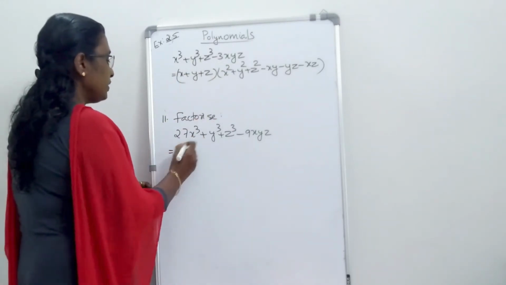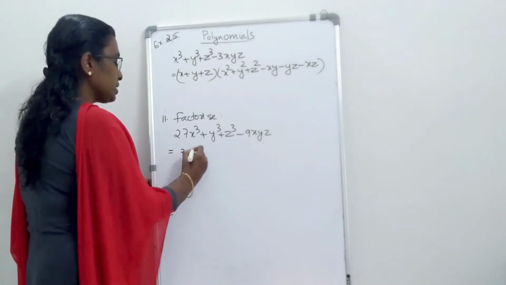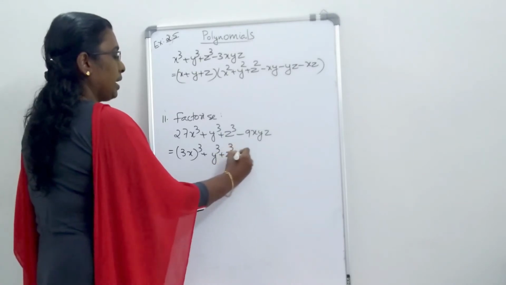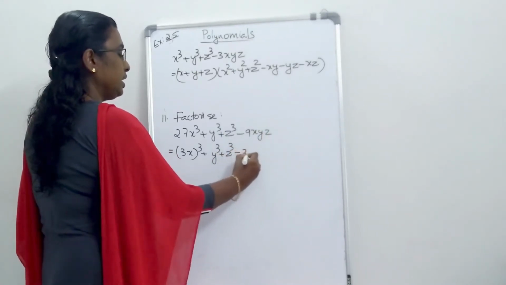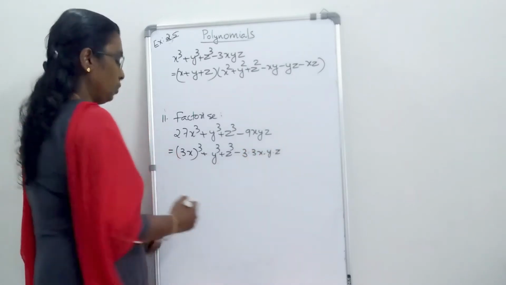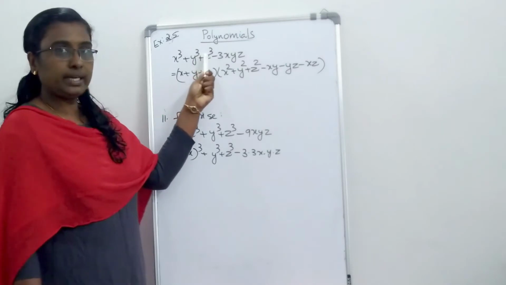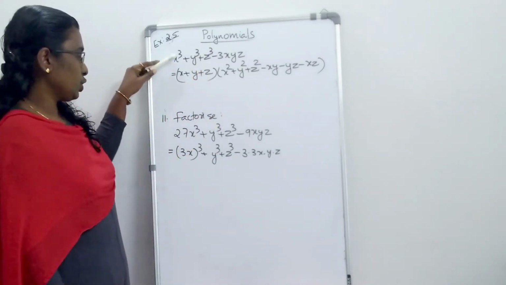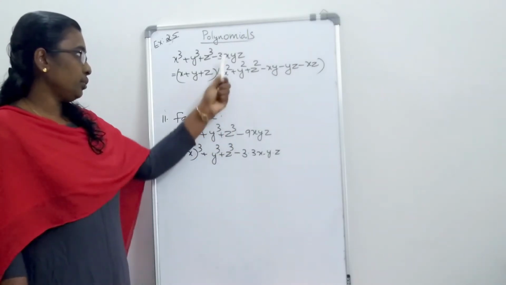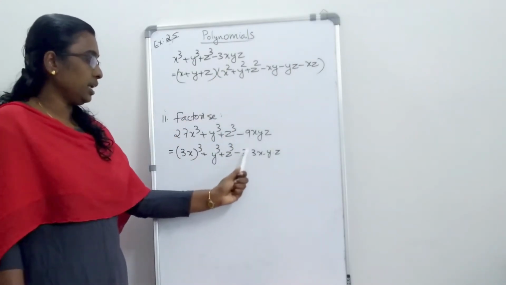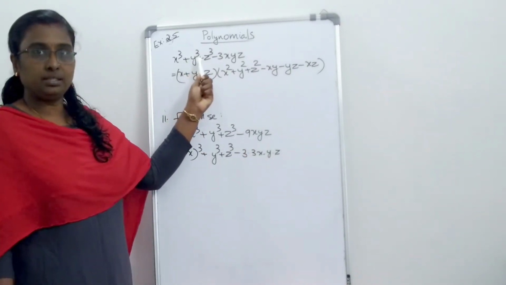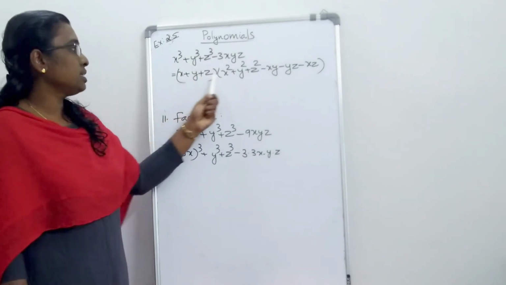Okay, 27x cube equals 3x the whole cube, plus y cube plus z cube minus 9xyz, that is 3 into 3x into y into z. Look here, compare this one with this identity: x cube plus y cube plus z cube minus 3xyz. Here x is 3x. So this is of the form this one. Okay, so its expansion is this one.